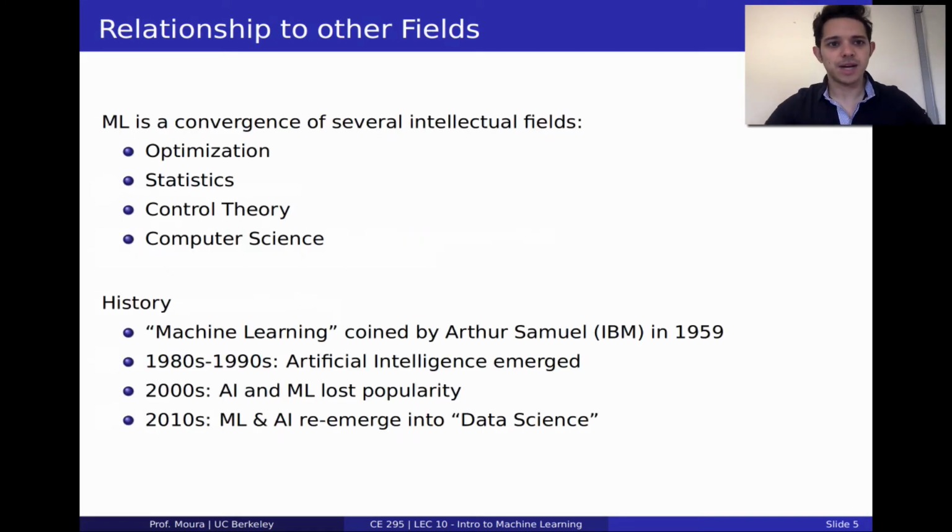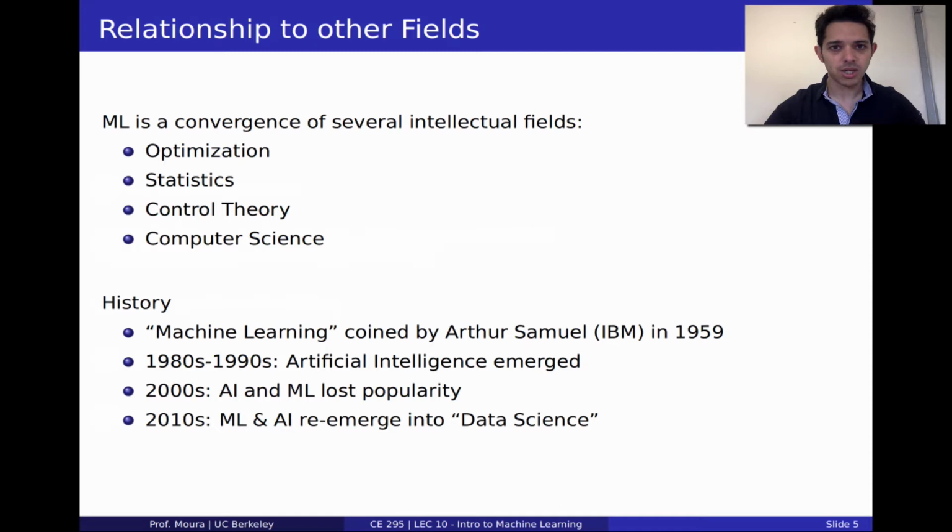I'd also like to make some comments about relationships to other fields. In my mind, at least, machine learning is not a standalone field. In fact, if you review the history and study it, you'll start to understand well that machine learning is in fact a convergence of several existing intellectual fields that are decades or even hundreds of years old. Most importantly, optimization keeps coming up again and again in machine learning. In fact, you could argue that a lot of the techniques in machine learning are applications of optimization.